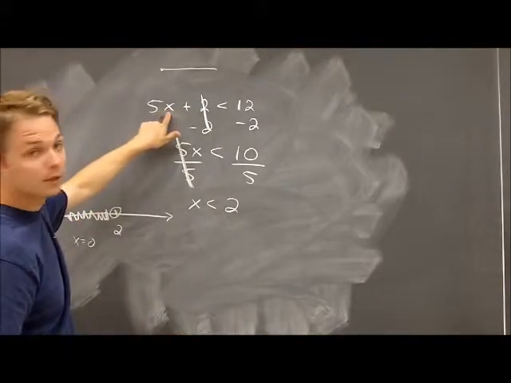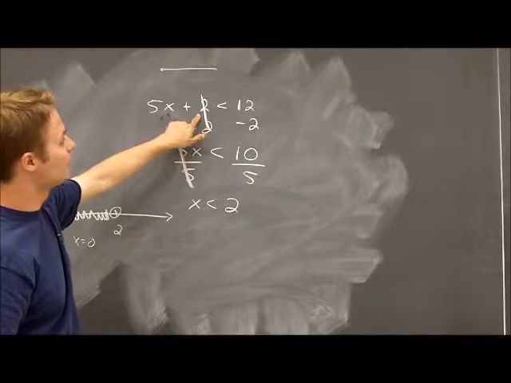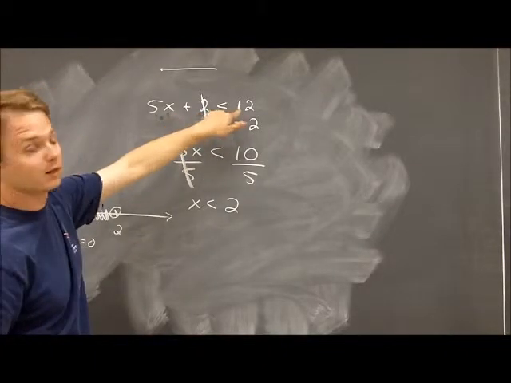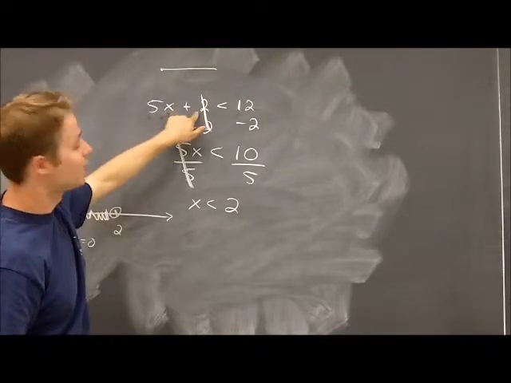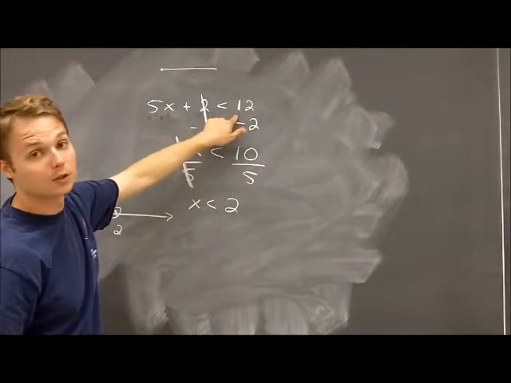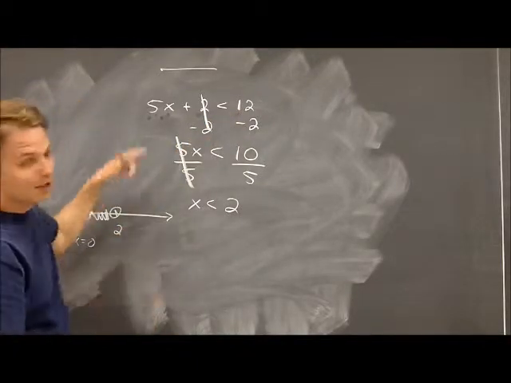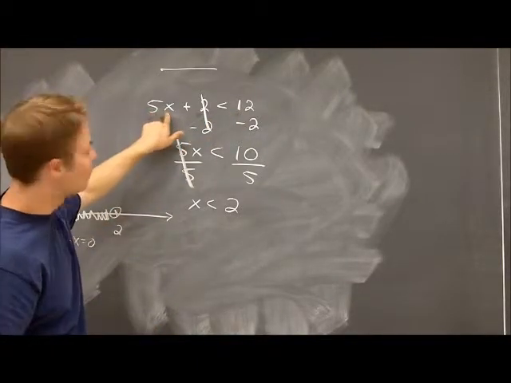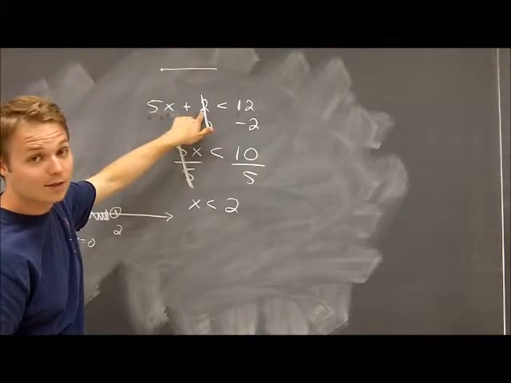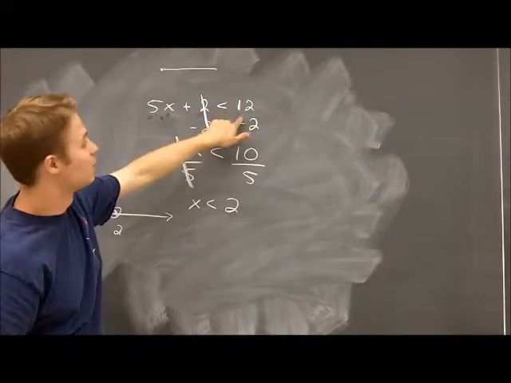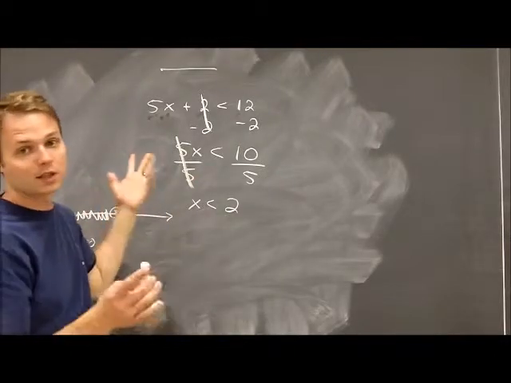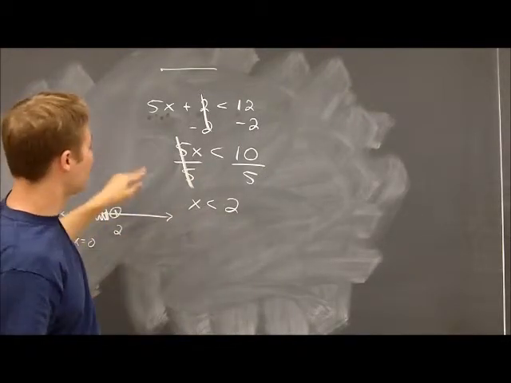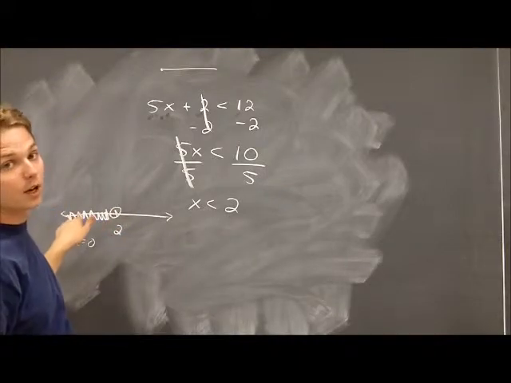So 5 times 0 is 0, plus 2 is 2. That is definitely less than 12. If I pick a number like x equals 1, 5 times 1 is 5, plus 2 is 7, and yeah, that's definitely less than 12. But if I pick anything greater than 2, for example 3, 5 times 3 is 15, 15 plus 2 is 17, which is definitely not smaller than 12. So you can see how all of the values working here make this a true statement. And in fact, we don't have to just pick whole numbers. We can pick fractions, decimals, negative numbers, whatever we want. They should all make this true as long as they're in the solution of the inequality.